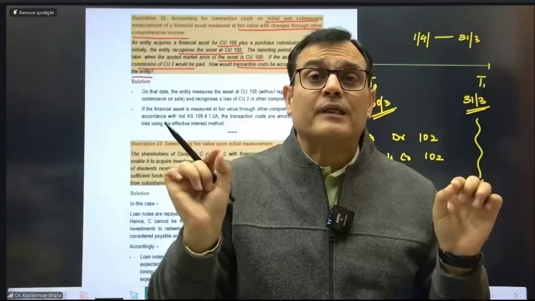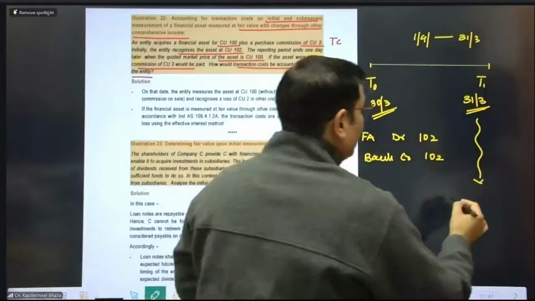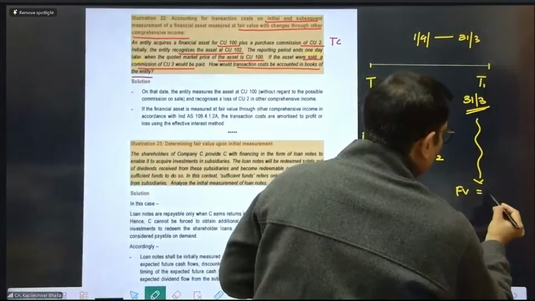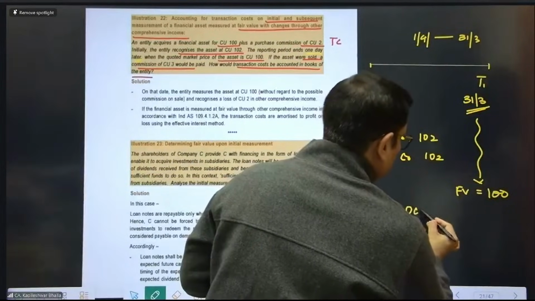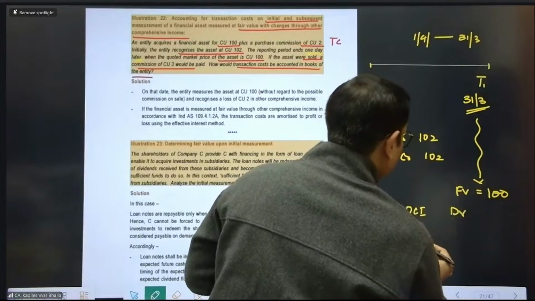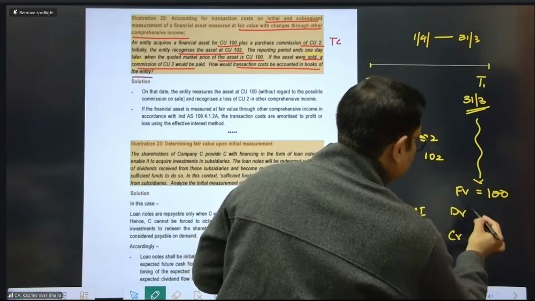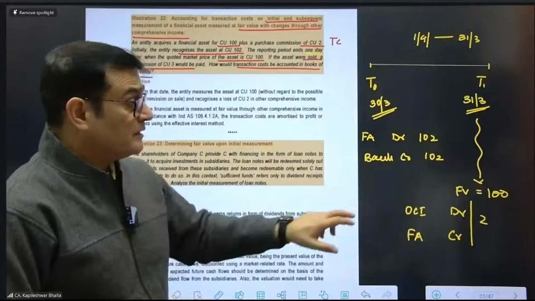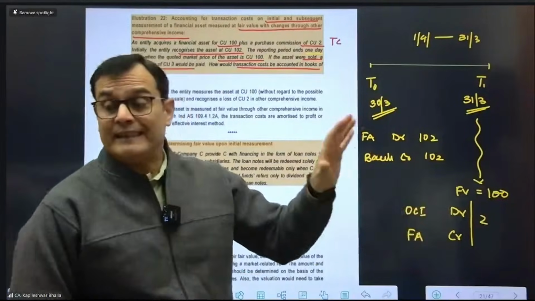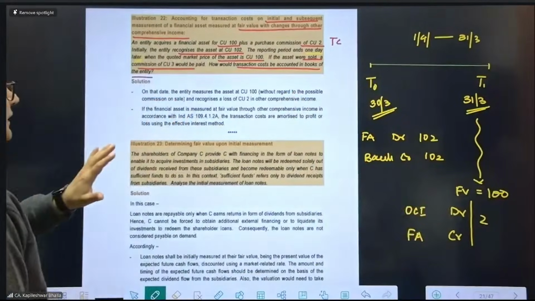The TC is irrelevant at the end. So we know the fair value at the end of the year is supposed to be 100. So there is a decrease. So we're going to put this in other comprehensive income. OCI gets a debit and financial asset gets a credit. And this entry will be done with 2 rupees. Whatever is the change in the fair value, that enters in the OCI.